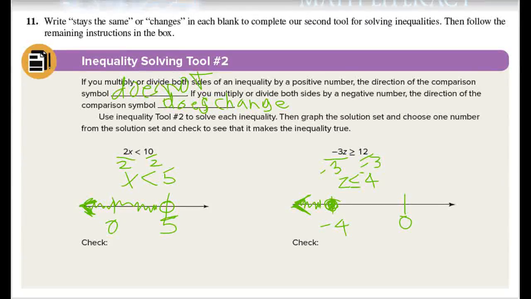And then if we check, we go back in, z has to be less than -4. What's a number less than -4? Well, -5. -3 times -5, is that greater than or equal to 12? Well, negative times a negative is a positive. Positive 15 is in fact greater than 12. So it meets the greater than or equal to criteria.